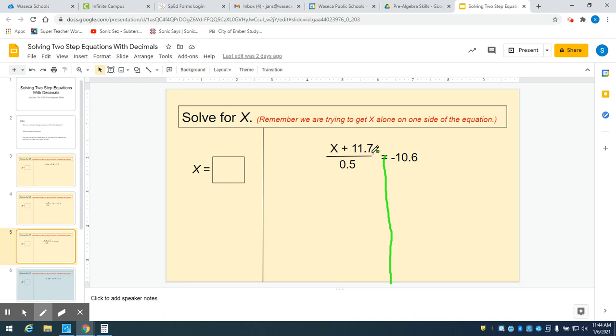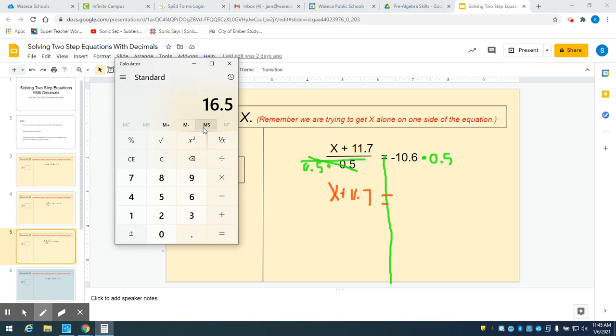So if we wanted to get rid of or undo the dividing by 0.5, we would multiply both sides by 0.5. Because that will undo it. So we'll multiply both sides by 0.5. Do these cancel each other out now? Yes, they do. So then we're left with x plus 11.7 on that side of the equation and equals whatever negative 10.6 times 0.5 is.